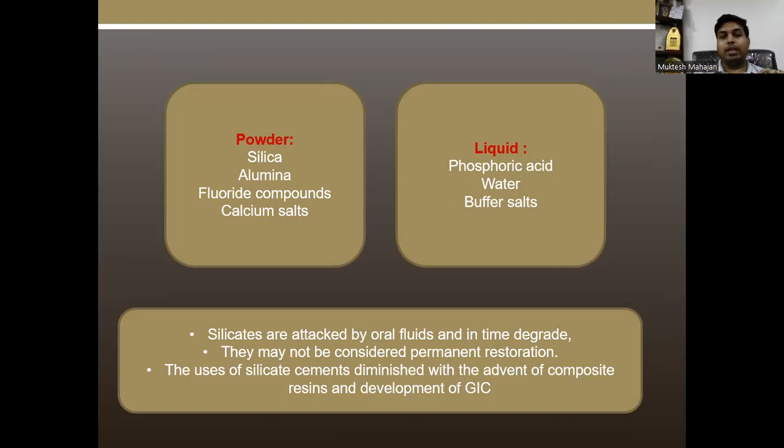The use of silicate cement diminished with the advent of composite resin and development of the GIC. This one was for the aesthetic region, for anterior filling, but of course, because of the solubility in the oral fluid, it is not used now.